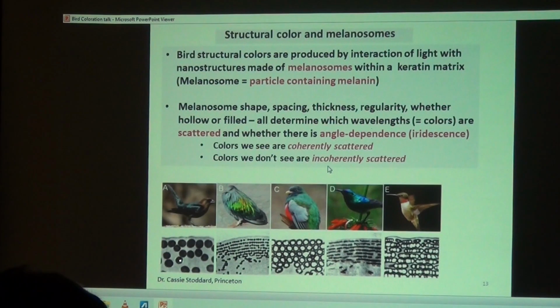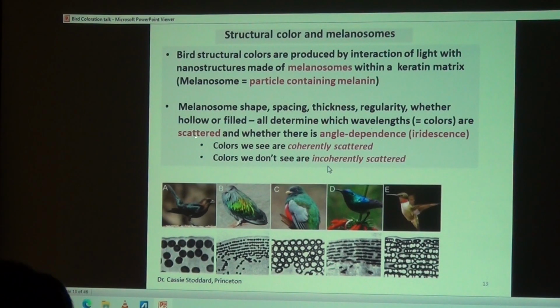If these are the nanostructures in birds producing bird structural colors, and these are melanosomes, which are particles filled with melanin. And they're different types. They're round, somewhat elongated, hollow, filled, and their spacing, their order, regularity is somewhat different. All of these determine which colors are scattered off these nanostructures.